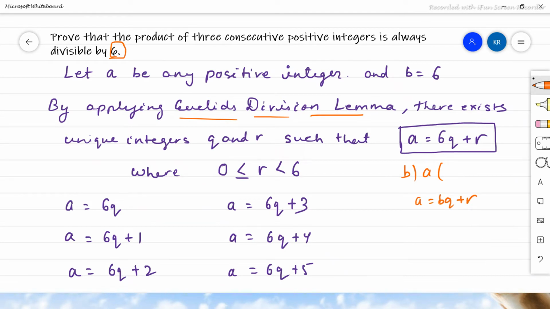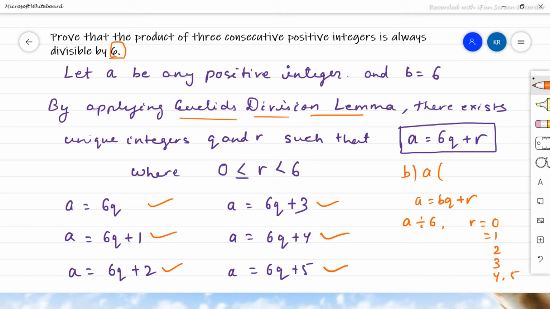Here we have taken b as 6, so we are dividing a by 6. If you divide a by 6, then the remainder will be either 0, 1, 2, 3, 4 or 5, so it will always be less than 6. According to the remainder, the integer a can be written in the form of 6q, 6q plus 1, 6q plus 2, 6q plus 3, 6q plus 4 or 6q plus 5. So these are the possible forms of writing the positive integer a.